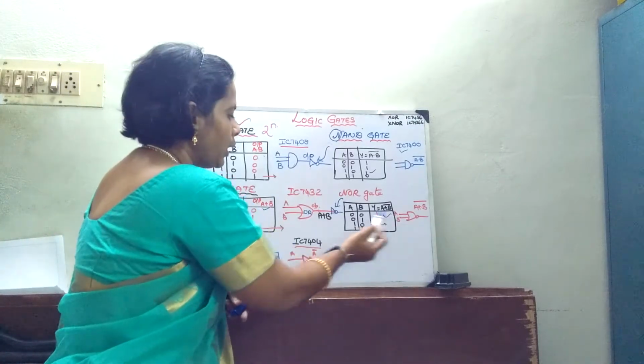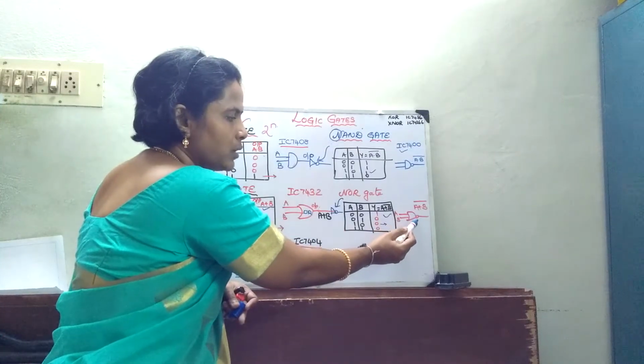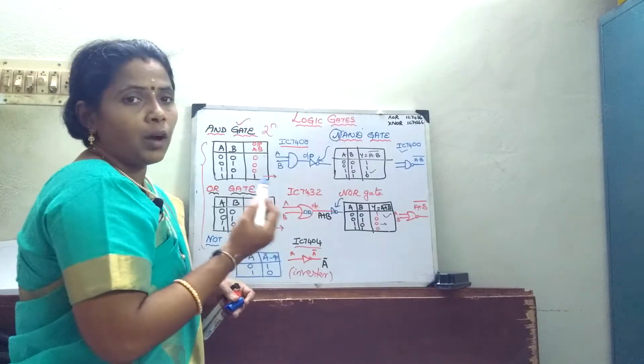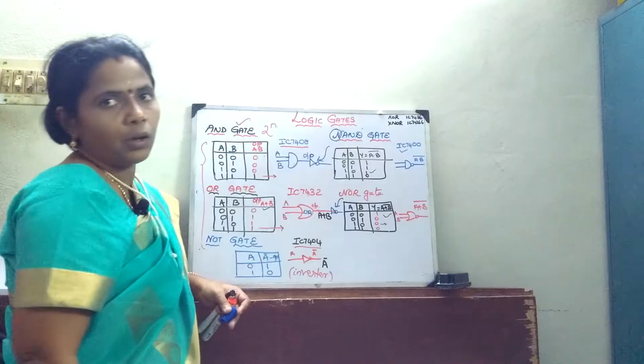Now if I draw the diagram, I draw the OR gate and put a bubble which shows that it is an inverter. Now we will draw the different ways of drawing your NAND gate and NOR gate.